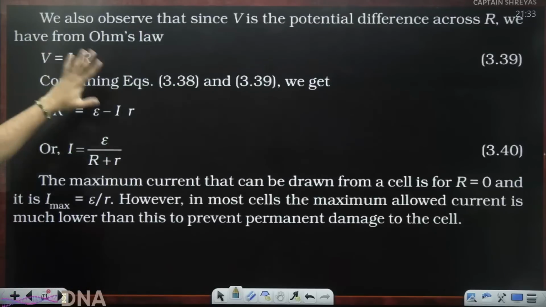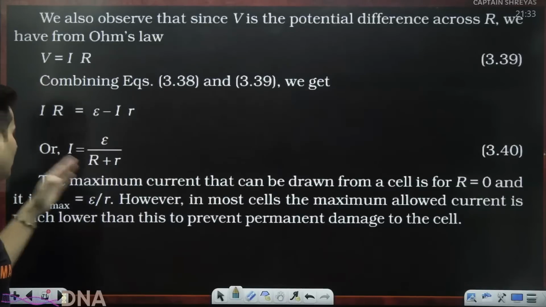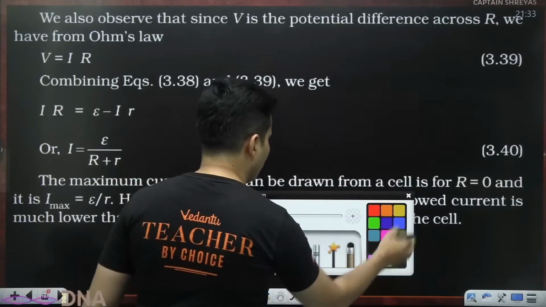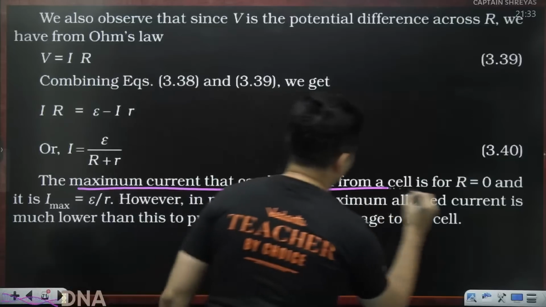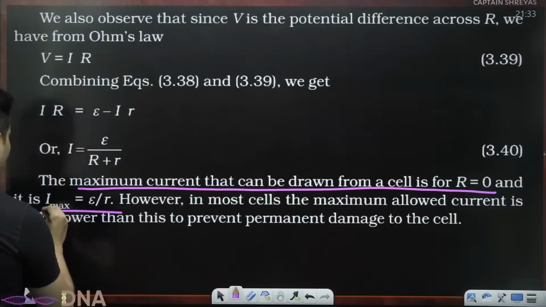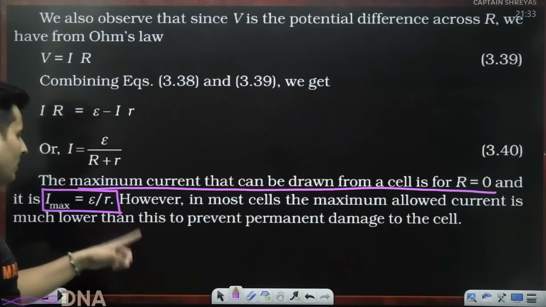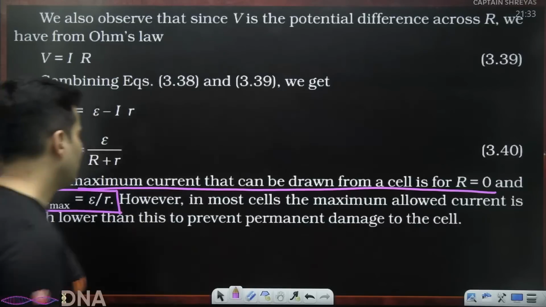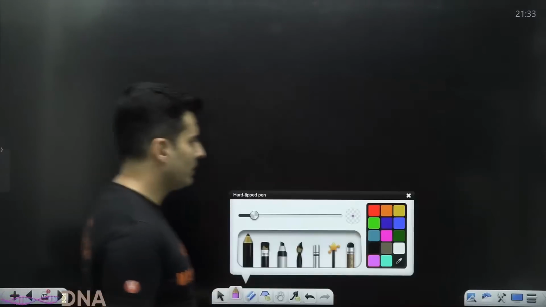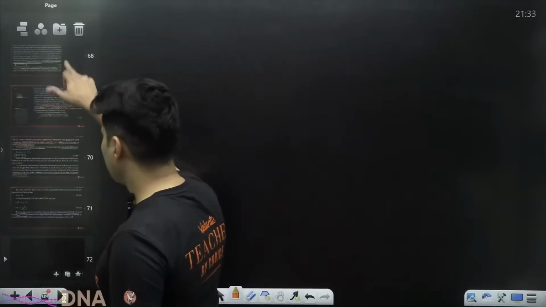Now, let me explain this all to you. Don't worry. We also observe, from Ohm's law, combining the equations, the current is E by R plus r. The maximum current that can be drawn, okay, this is another important point, is for R equal to 0, and this is basically E by r. However, in most cells, the maximum allowed current is much lower than this to prevent permanent damage to the cell. Let's understand what this means.